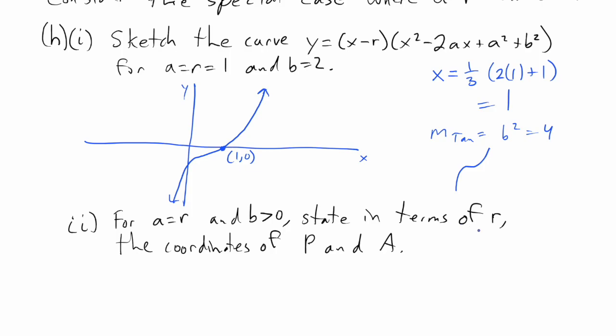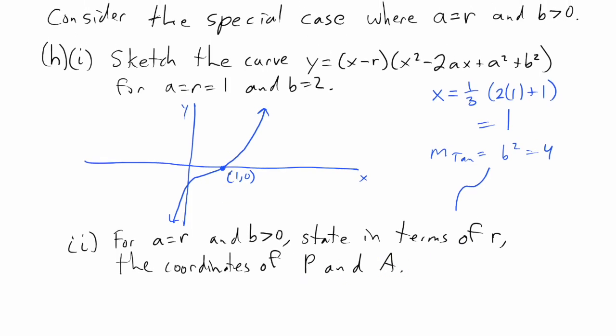For a equals r, state in terms of r the coordinates of P and A. So this was a specific case where a equals r equals 1, and we got (1, 0). So you can deduce that the coordinates of both those points are always going to be (r, 0). It's only a one pointer, you don't need to prove anything here, but you could actually just do 1/3 times 2a. Now if a and r are the same, let's just put them both as r, then you just get r. So the x-coordinate is always going to be r for the point of inflection if a equals r.